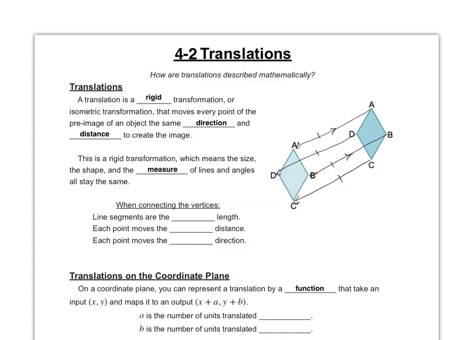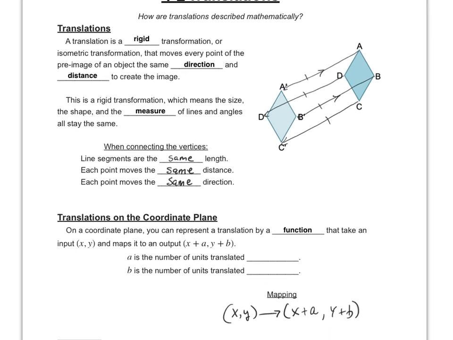Now, when connecting the vertices, the line segments are the same length, right? They're congruent. Each point moves the same distance. And guess what? Each point moves the same direction. So again, if you connect your corresponding points and you see a three-dimensional image forming, then we know we have a translation.